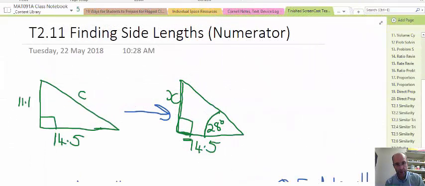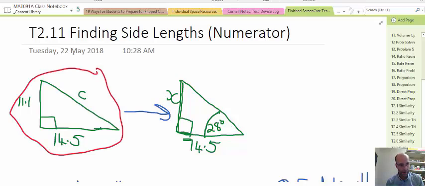Finding side lengths of right angled triangles using trigonometry, and we're looking at finding the numerator. So let's look at these two triangles here. We have a right angled triangle, circled in red. We know how to find the side C. We can use Pythagoras' theorem because we have a right angled triangle and we have the other two sides given.